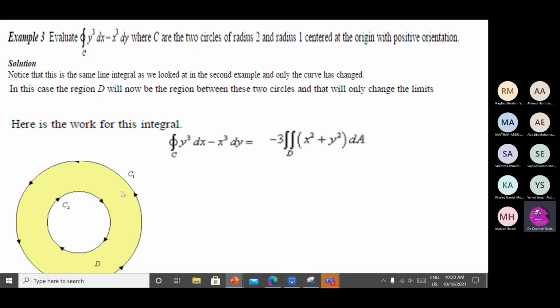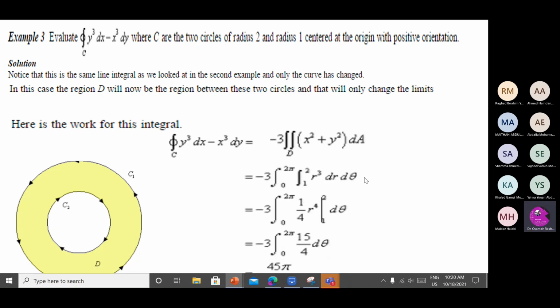Now, once I see the circle or ring, I go for the polar coordinate. In the polar coordinate, x is equal to r cosine theta and y equal to r sine theta, and the area element is r dr d theta. So I have r squared from this one, and I have r in the area element, so it will be r cubed dr d theta.